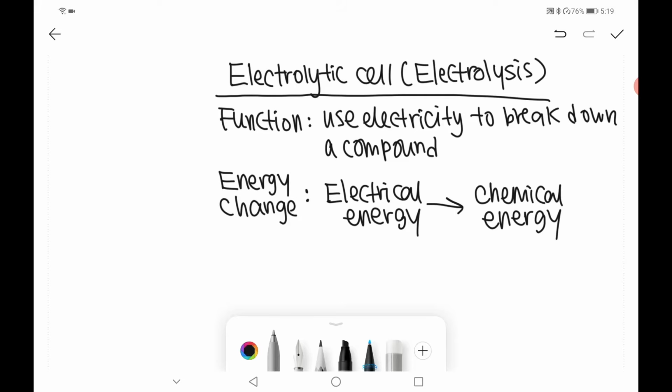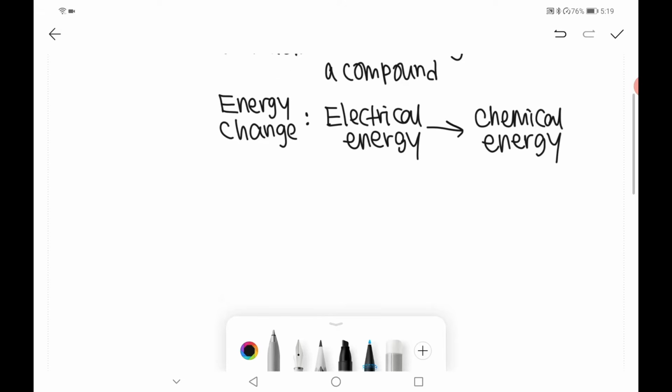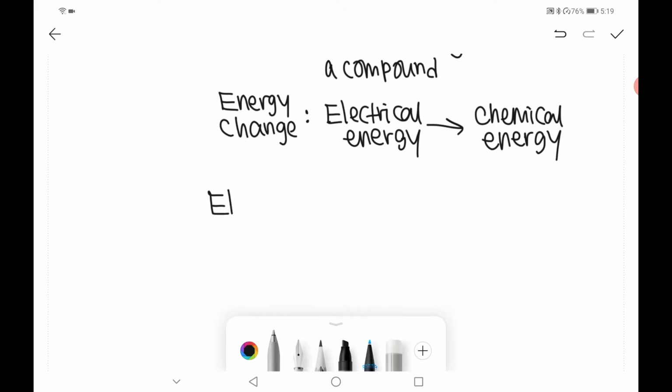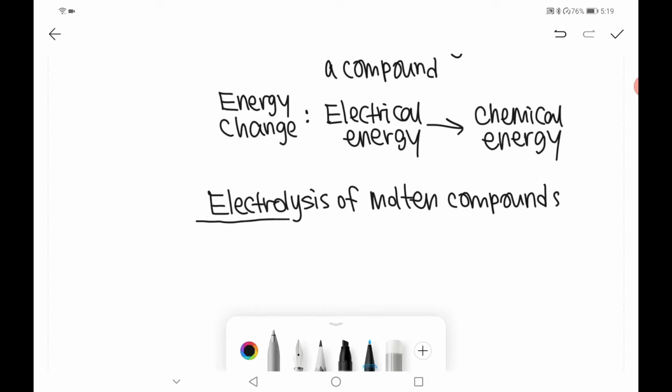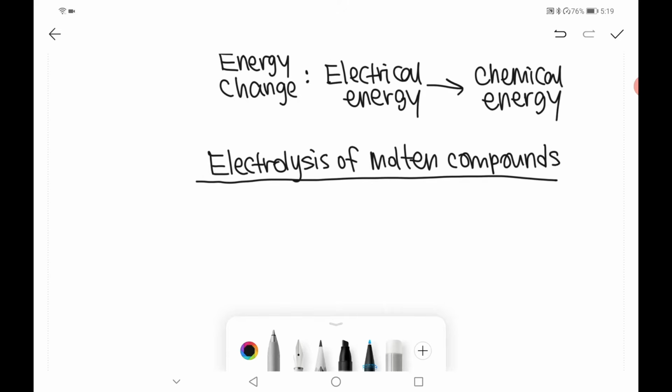So we have two types of electrolytic cell that we will learn. The first type we will learn is molten. So today we will focus and learn everything that we need to know for electrolysis of molten compounds. In this lesson, our main focus is to learn electrolysis of molten compounds, how to break down a molten compound by using electricity. Okay, so let's do a quick recap.